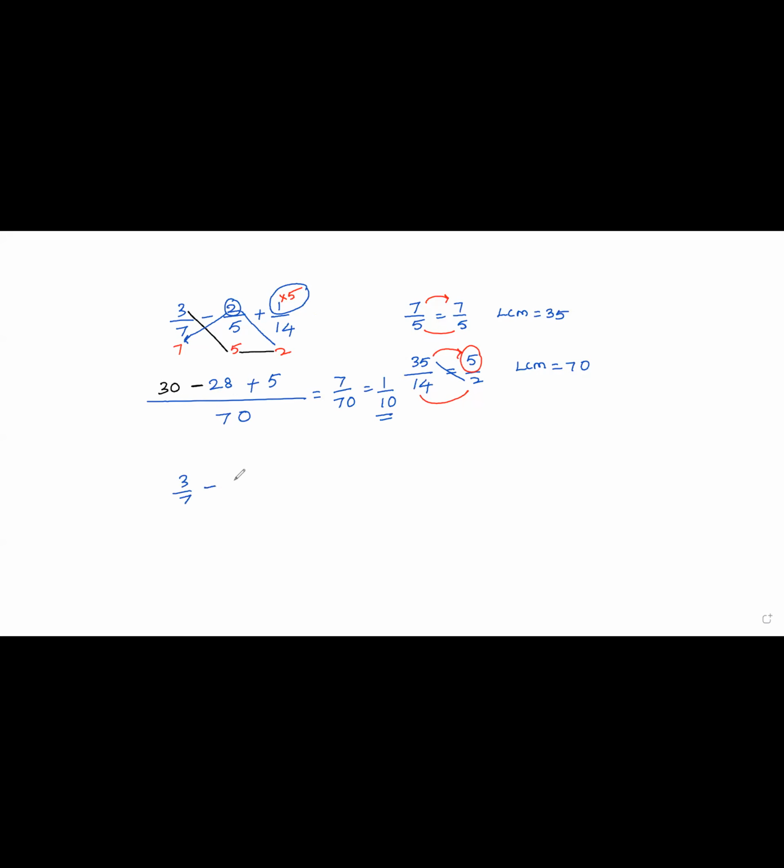Suppose 3 by 7 minus 2 by 5 plus 1 by 14 plus 3 by 10 is there. Let us assume. So in this case, the LCM of 7 and 5 will be 35. So 35 divided by 14, that is 5 by 2 is the fraction. So LCM is 70 here. So 70 by 10, that is 7 by 1. So that gives 7. So again my final LCM is 70. So equivalent part 7, 5, 2, 10 is 1.